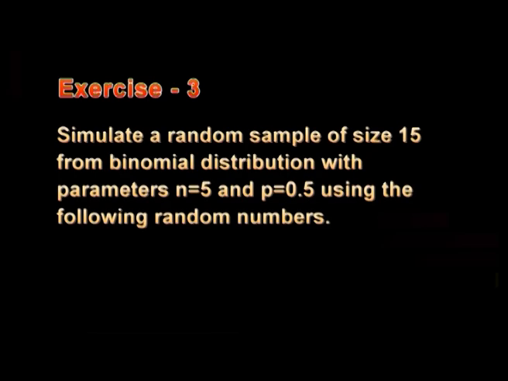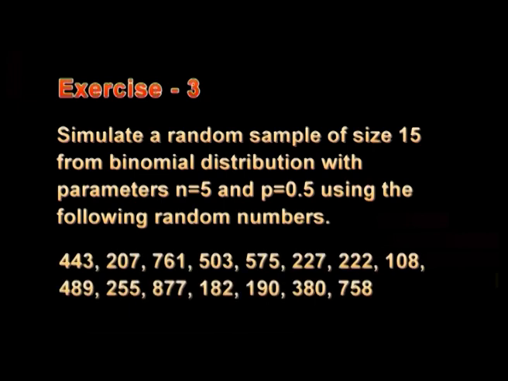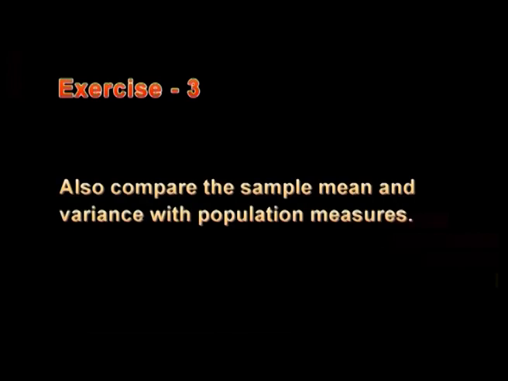In this exercise, we need to simulate a random sample of size 15 from binomial distribution with parameters n is equal to 5 and p is equal to 0.5 using the random numbers given: 443, 207, 761, 503, 575, 227, 222, 108, 489, 255, 877, 182, 190, 380, 758. Also, we need to compare the sample mean and variance with population measures.